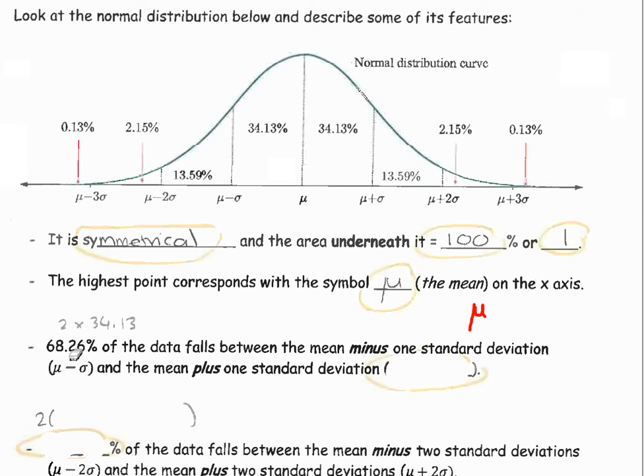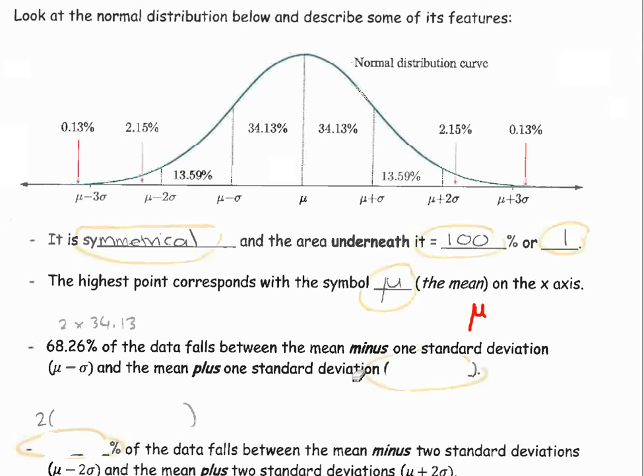So it's saying 68.26% of the data falls between the mean minus 1 standard deviation and the mean plus 1 standard deviation. Remember, this funny symbol here is the symbol for the standard deviation. So we're saying that by definition for the normal distribution, 68.26% falls between the mean minus 1 standard deviation and the mean plus 1 standard deviation. So this area here is meant to represent 68.26% of the data.